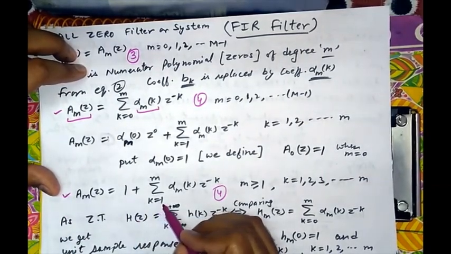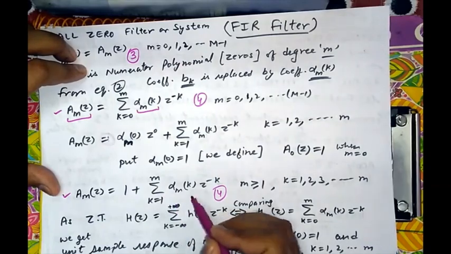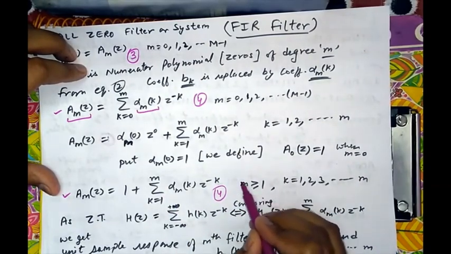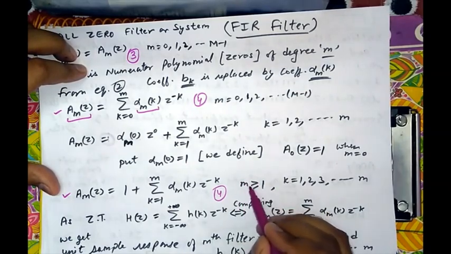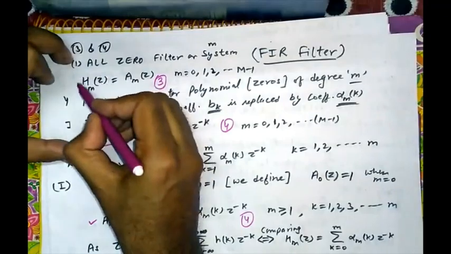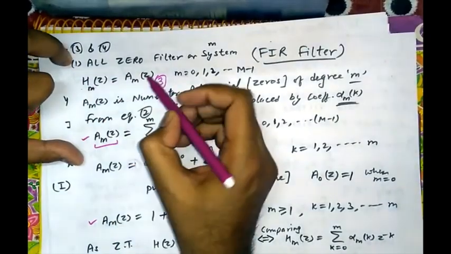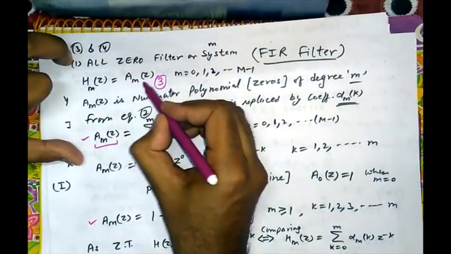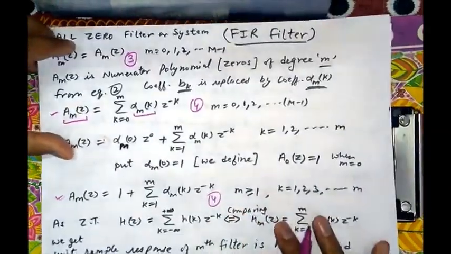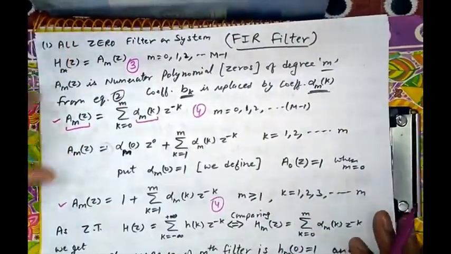1 plus the summation k equal to 1 to m of alpha_m(k) z raised to power minus k, where m is always greater than or equal to 1. That is the order of filter or degree of polynomial. When we are talking about a filter, we call it order of filter. When we are talking about a polynomial, we call it degree of polynomial, where m stands for both.